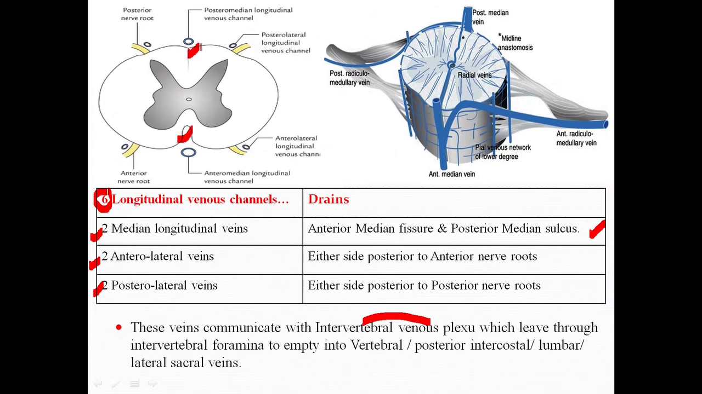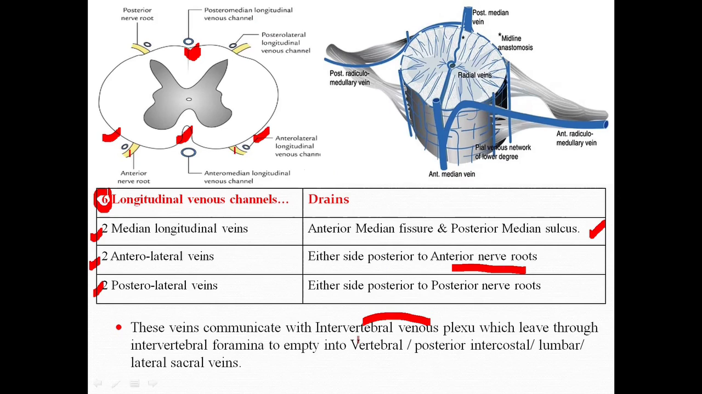The two median longitudinal veins drain at the level of the anteromedian fissure and the posteromedian sulcus. And we have two anterolateral veins, draining on either side of the anterior nerve roots. We can identify the anterior nerve root over here, and on either side you have the anterolateral veins. That area is drained by the two anterolateral veins.